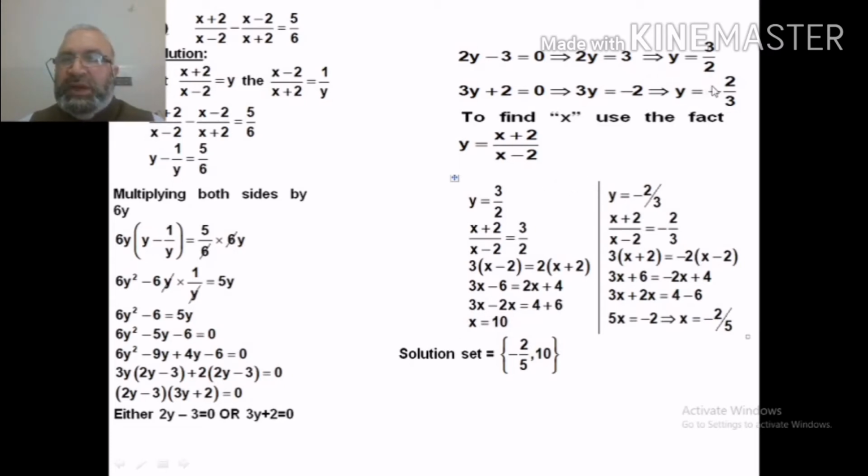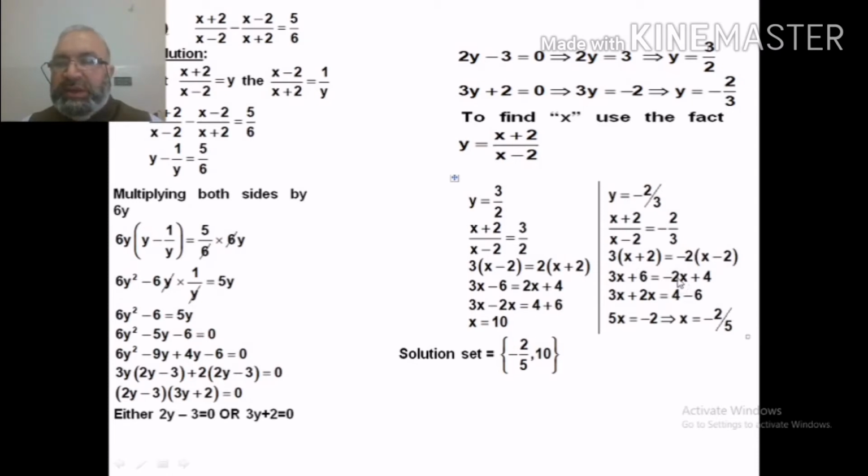Again, when y is equal to minus 2 by 3, this becomes (x plus 2) over (x minus 2) is equal to minus 2 by 3. Again by cross multiplication, 3 into (x plus 2) is equal to minus 2 into (x minus 2). Simplifying the brackets, we get 3x plus 6 is equal to minus 2x, and minus minus becomes plus, so plus 4.